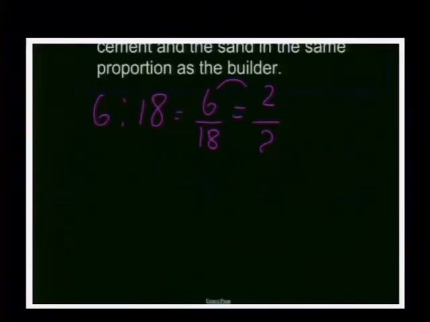Now, first let's take you through the steps you probably know. We look at 6. What do we do to 6 to create a 2? We're basically dividing it by 3. So what we do this side is we do the same thing. We divide by 3, and 18 divided by 3 gives me 6. So I need to mix the sand to cement in the ratio of 2 to 6.